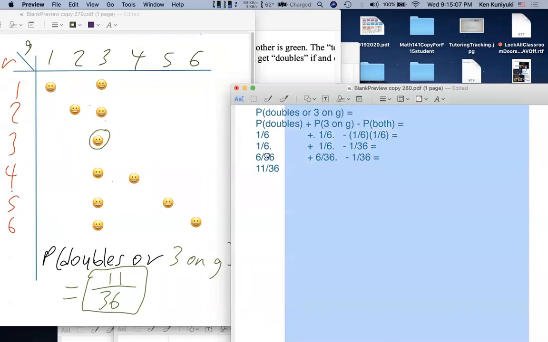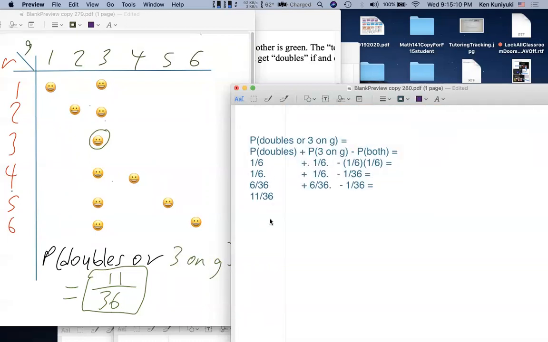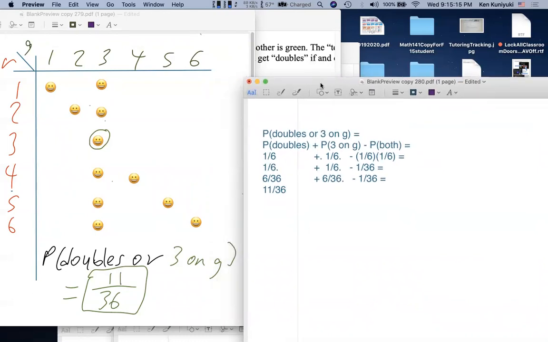Okay, so if you're very formula oriented, you might prefer it that way. If you have no idea what I'm doing, I don't blame you. That's a weirder way of doing it, but you could do it from a formula, right? Probability of doubles is 1/6 or 6/36. Probability of a 3 on green is 1/6 or 6 over 36. The probability of both, okay, well, oh, is it independence though? Yeah, it is independent, right? Because if I tell you I have doubles, that doesn't give you any more information if it's 3 or not.